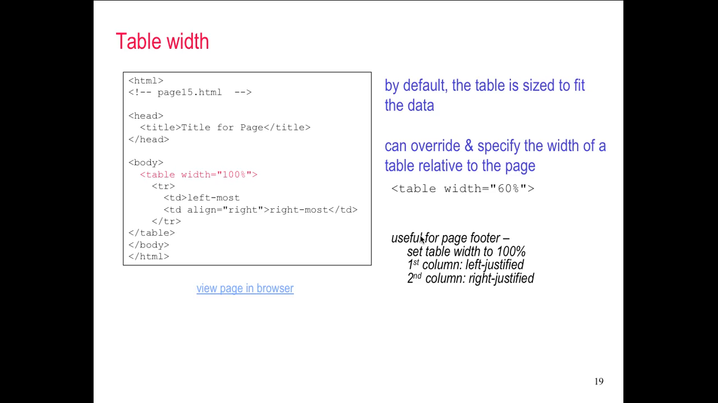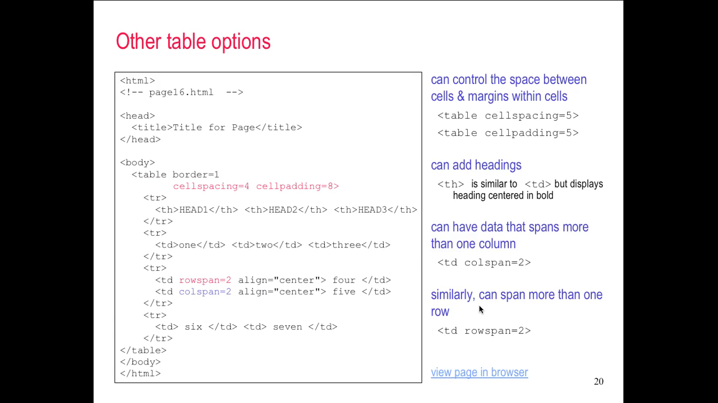It's useful for a page footer. So set the table width to 100%. The first column is left justified, the second column is right justified, and then you have a nice little page footer at the bottom of the page. You can put a table down there, and then all of a sudden all your pages have the same footer, and it looks consistent. Nice. So tables are sometimes used for consistency in terms of that concept.